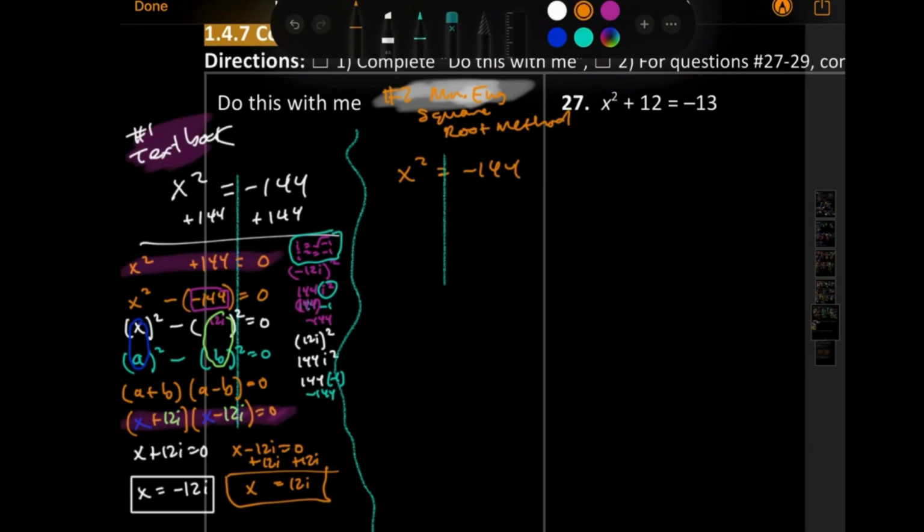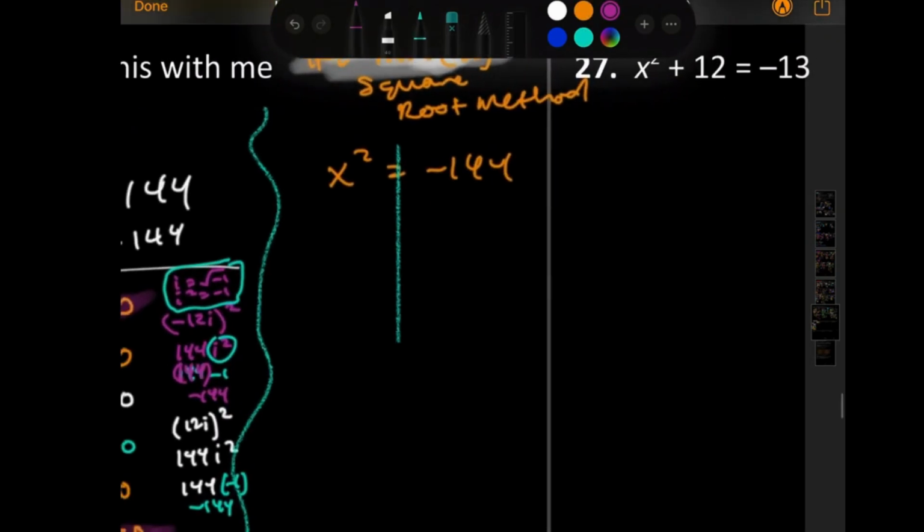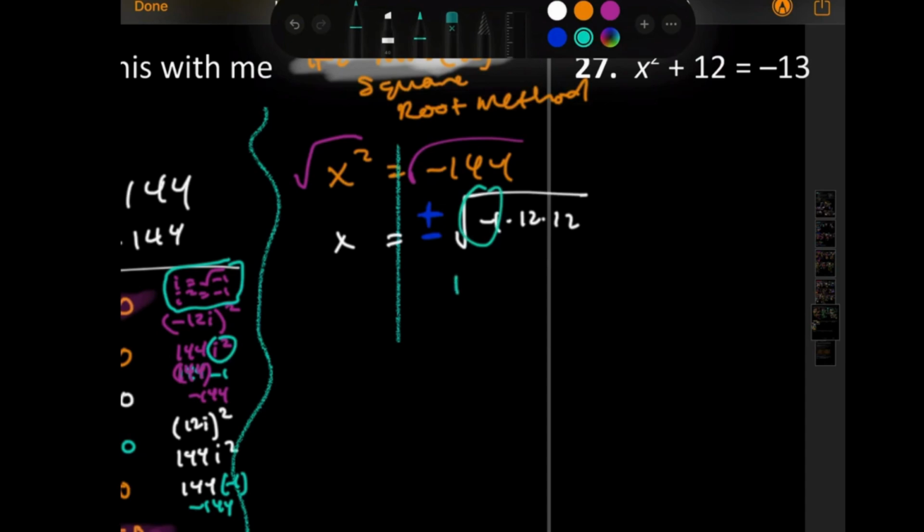Okay, so the square root method says once the x squared is isolated, I'm going to take the square root of both sides. You're left with x equals, now you have to do the plus or minus, the factors of negative 144 and negative 1 times 12 times 12, right? And then the square root of negative 1, that becomes your i on the outside. And then you have a pair, so those can come out. So our answer is x equals plus or minus 12i.